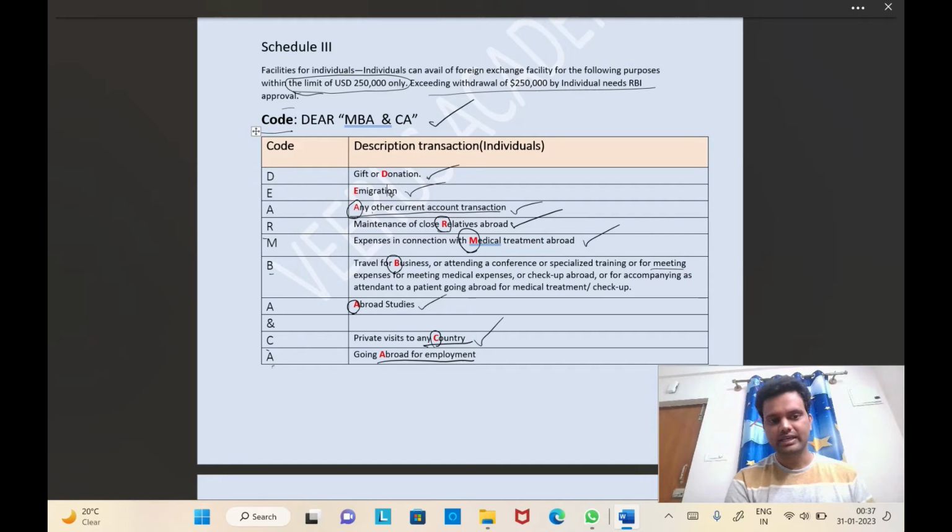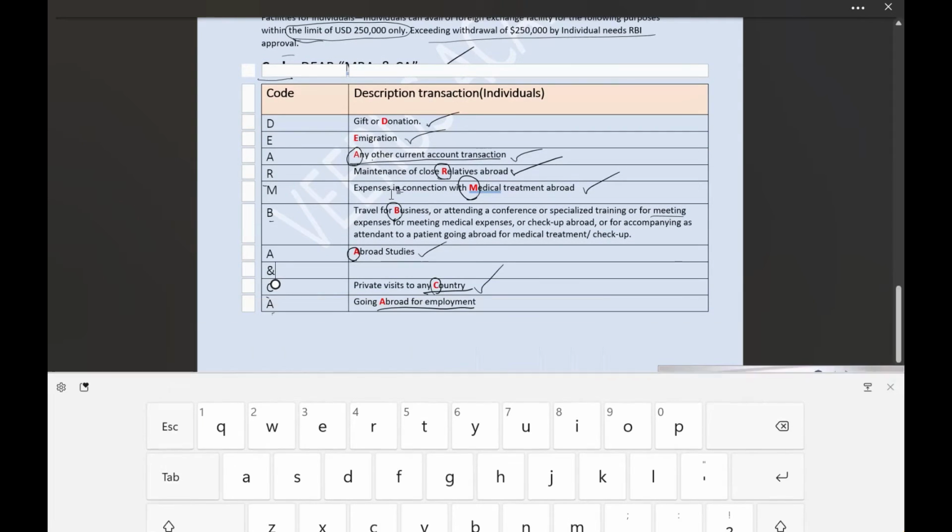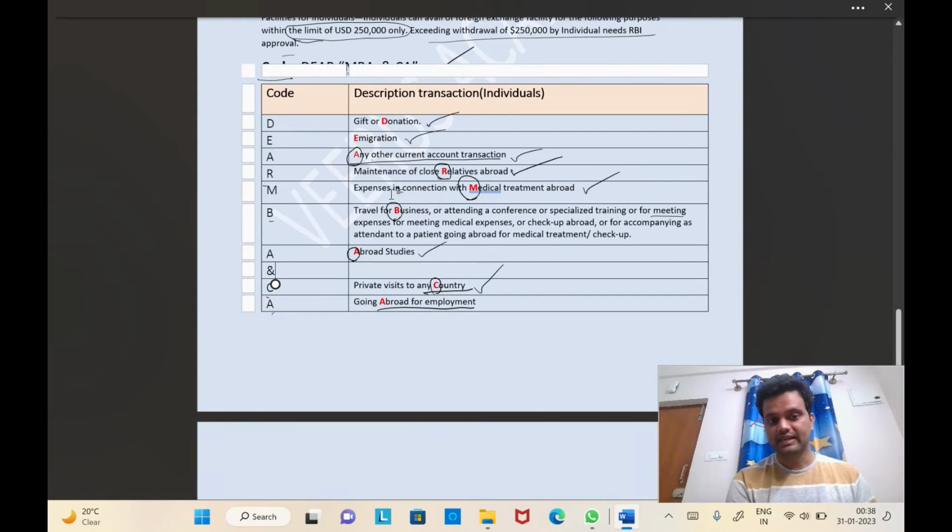When you are reading, A is coming here two times. Both are related to abroad. So don't get confused. When you are reading the first A, read it like abroad studies, and when you are reading the second A, read it like abroad for employment.